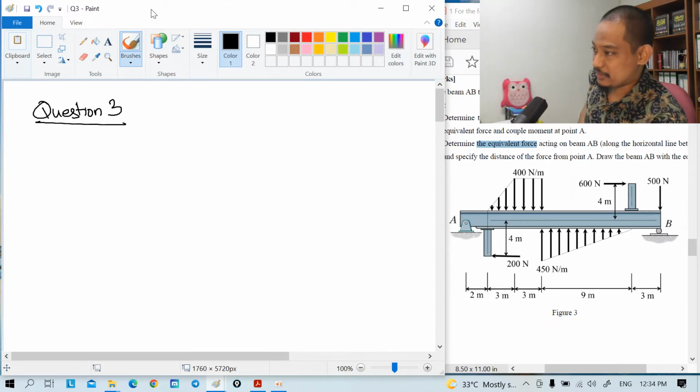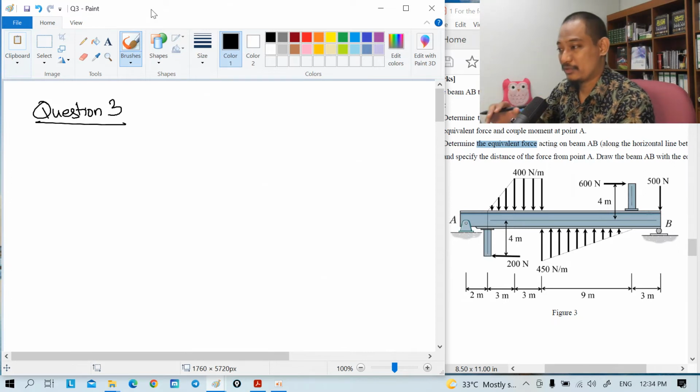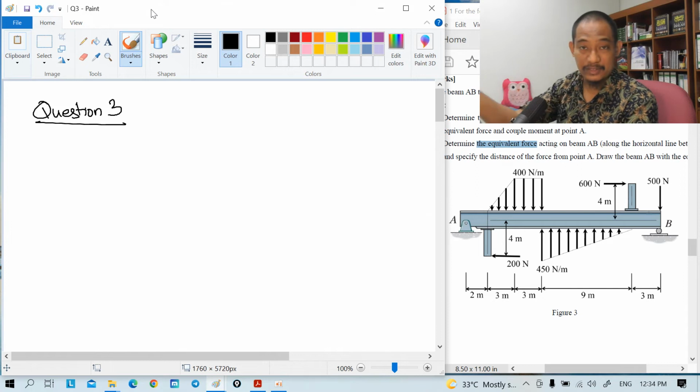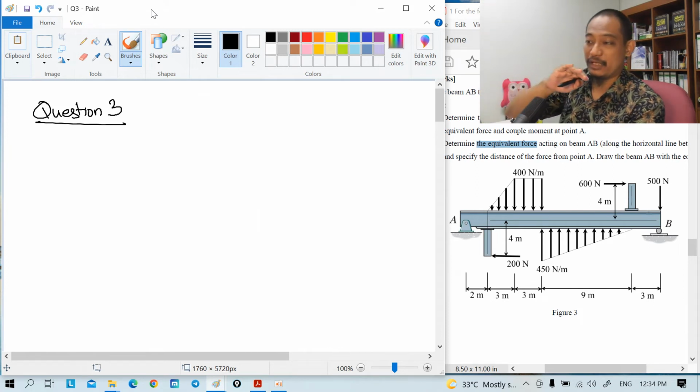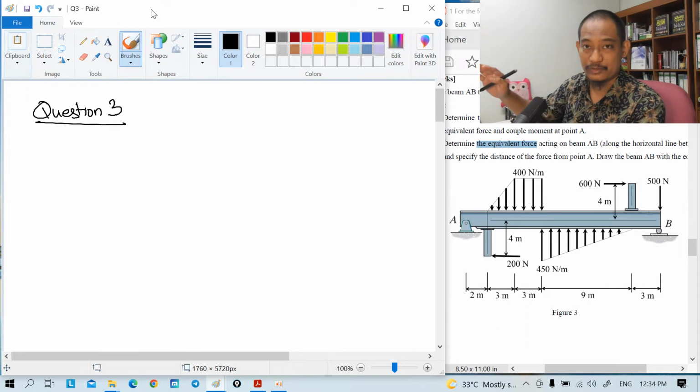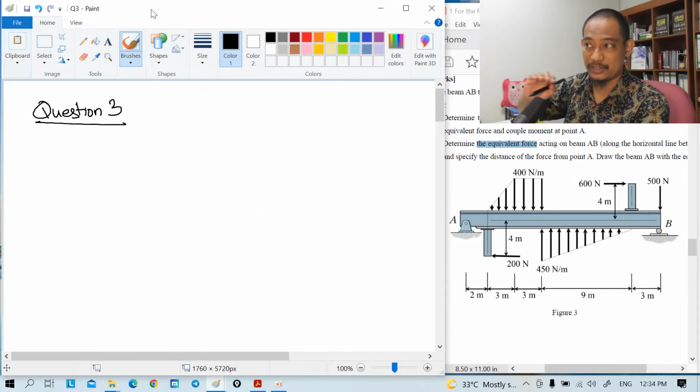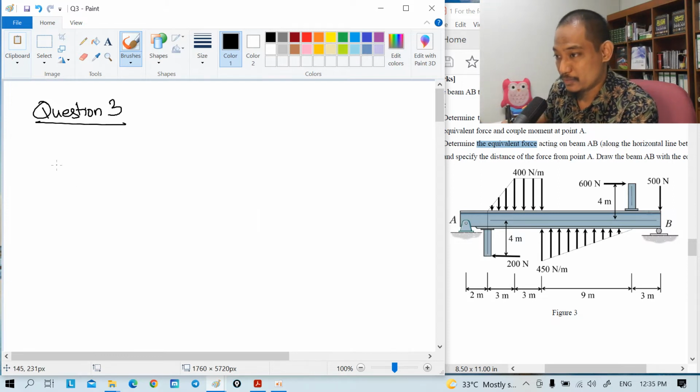Okay, equivalent force and couple moment. So first, to find the equivalent force, because this is 2D, we find the summation of force in the x-axis and the summation of force in the y-axis, and then we can find the resultant of the two, right? So summation of force in x-axis, taking positive to the right. So what do we have?